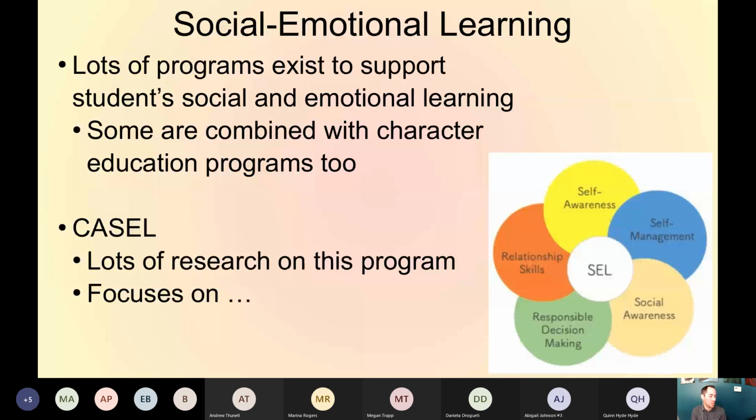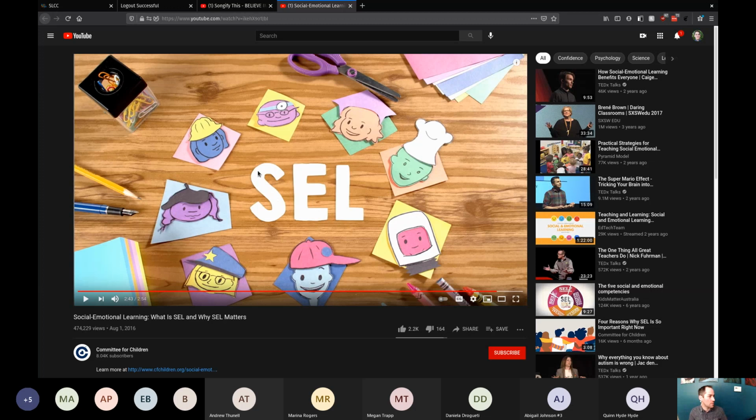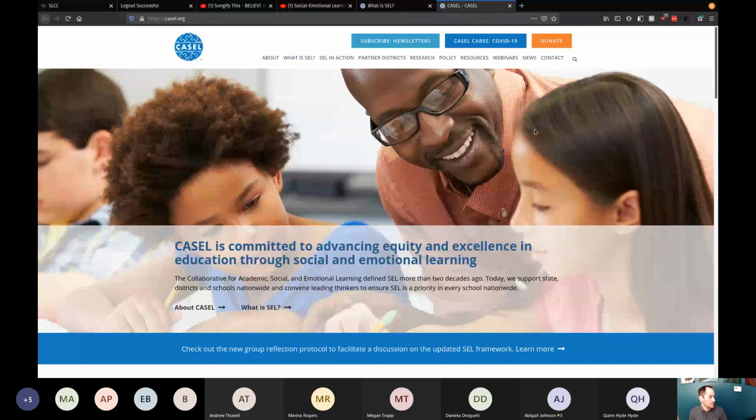But CASEL is one example of an organization that collects research on different socio-emotional learning and character education programs. And so these are the focuses of CASEL. And CASEL is an acronym, and I think I've got what it stands for on the next slide. Or maybe we can just go to their website, and it should say what CASEL's acronym is. Okay, I think this is what it is. Collaborative for Academic, Social, and Emotional Learning. Yep, that's what it is.